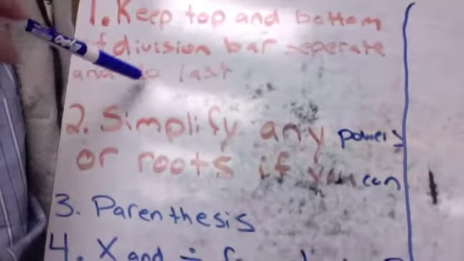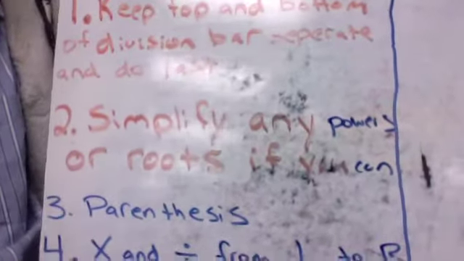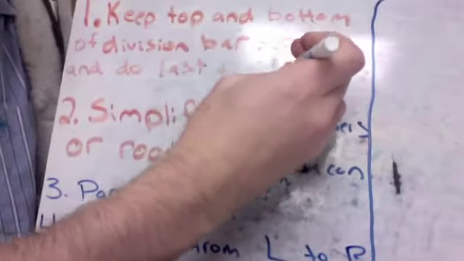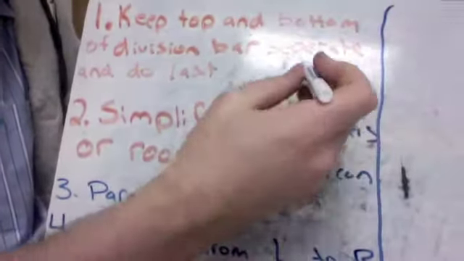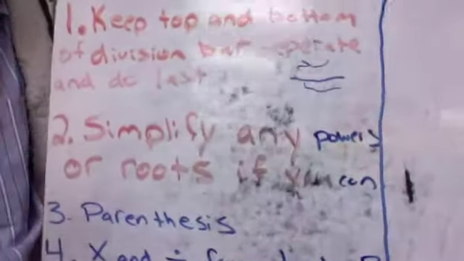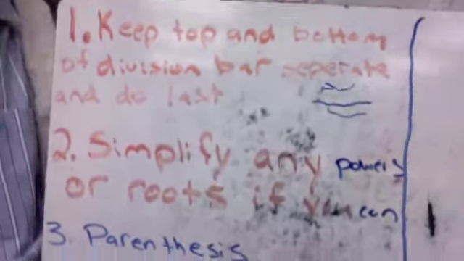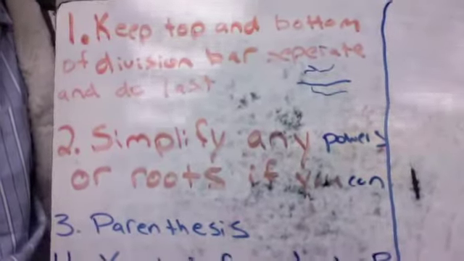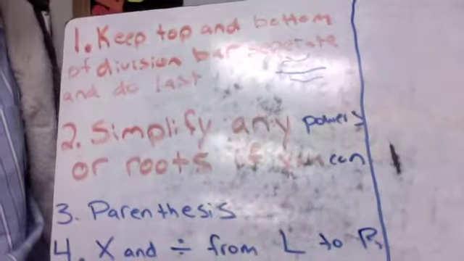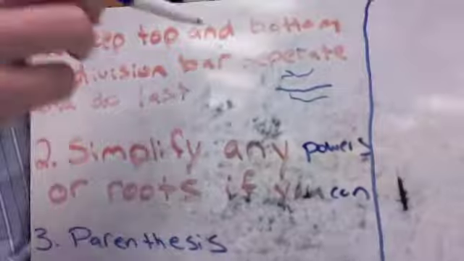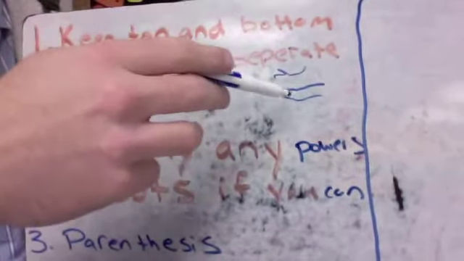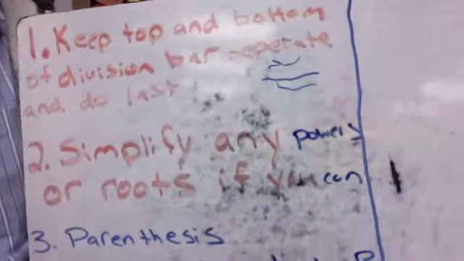The first thing you're always going to do is, if there's a division bar, okay? A division bar is going to look something like this. It's going to go straight across like this with stuff on the top and stuff on the bottom. You want to keep the stuff on the top and the stuff on the bottom separate until the very end. Then you're going to actually divide it out. It's almost like a fraction bar too, but it means division. So if you see one of these things, do everything on the top in the order, do everything on the bottom in the order, and then divide it out.